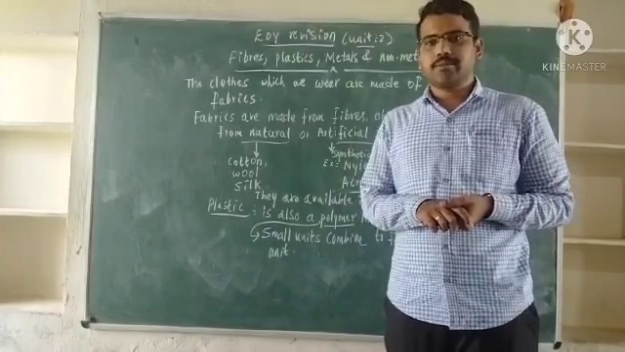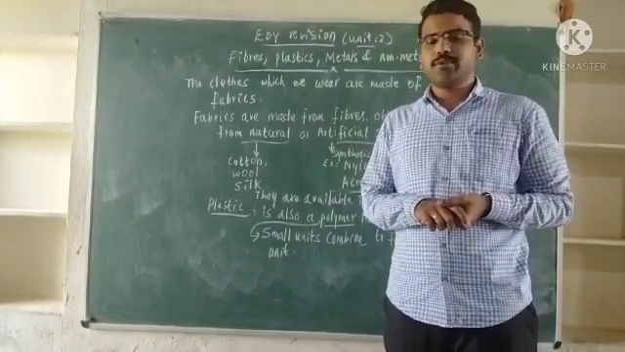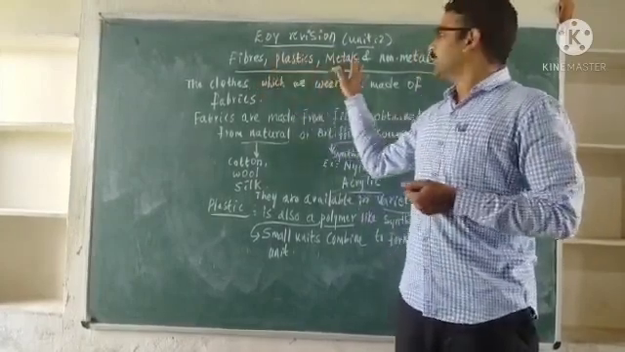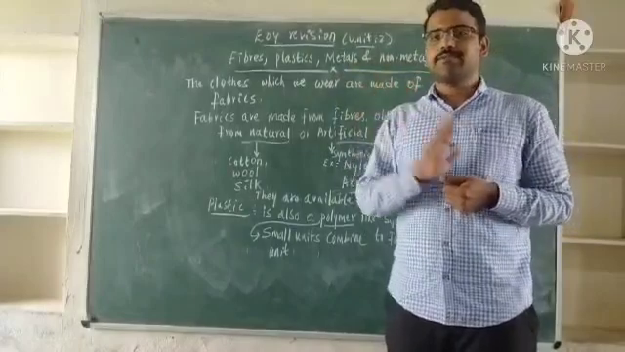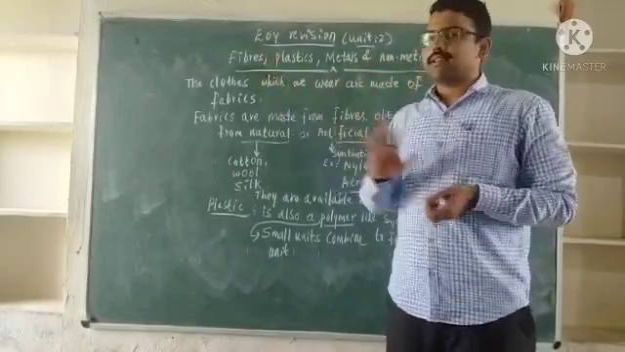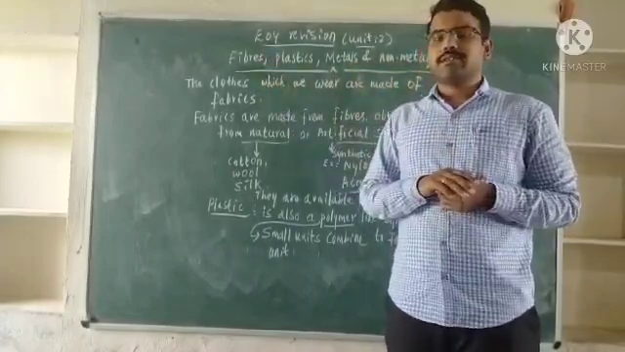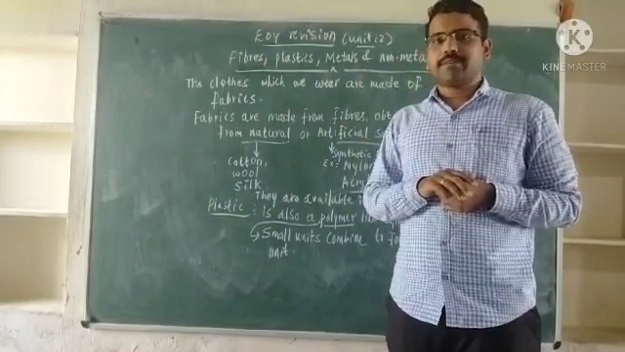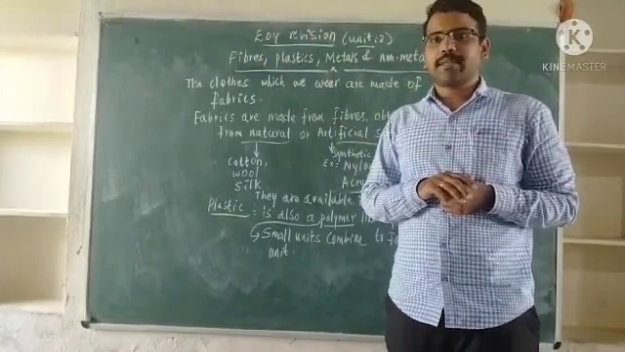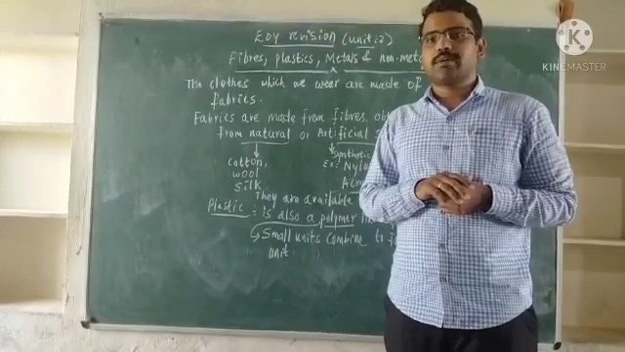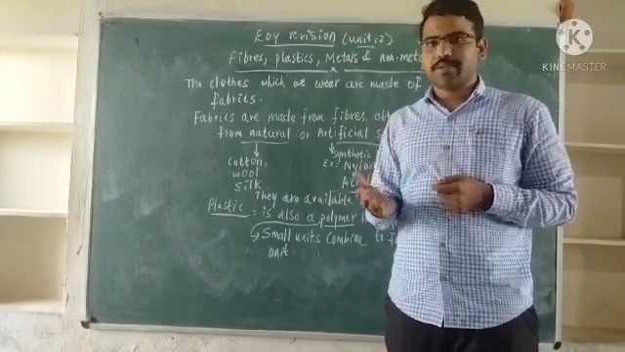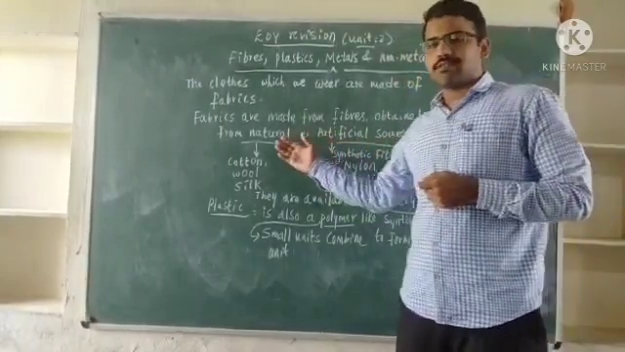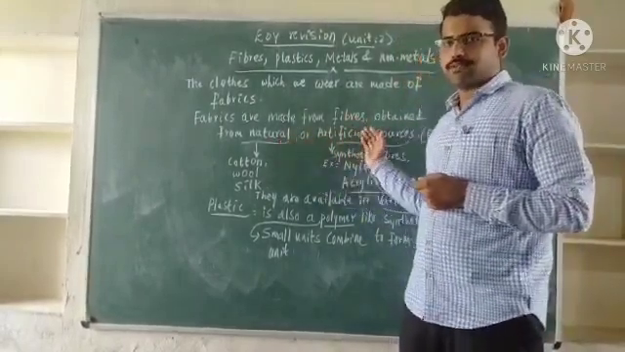Today we are going to discuss unit 2 for your exam, that is fibers, plastics, metals and non-metals. First we will learn about fibers. The clothes which we wear are made from fabrics, and these fabrics are obtained from fibers, and those fibers may be natural fibers or artificial fibers, or natural resources or artificial resources.